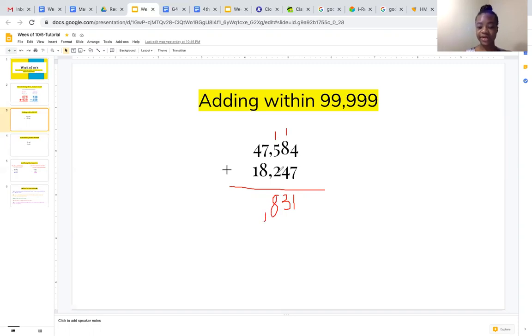And then in the thousands place, we have to add 7 and 8. That gives us 15. So we're going to write a 5. And we are regrouping one last time. So 1 plus 4 plus 1, that gives us 6. So our answer here is 65,831. This is our answer, but a more math way to say it is our sum. So the sum is the answer to an addition problem.